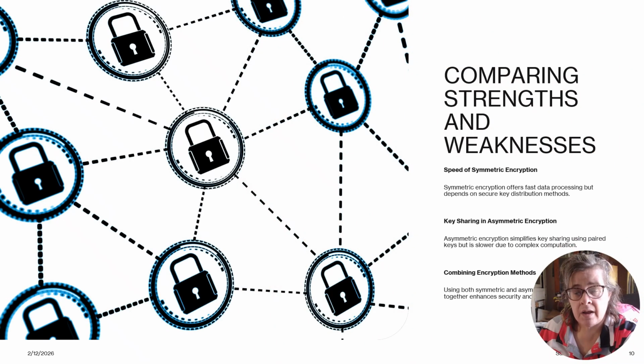Symmetric encryption is faster but requires secure key distribution. Asymmetric encryption simplifies key sharing but is computationally intensive, so it uses a lot of processing power. In other words, combining both often yields optimal security. And most places will have both. I can't think of anyone who wouldn't use both.